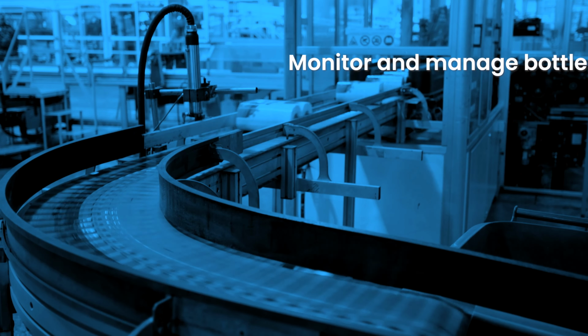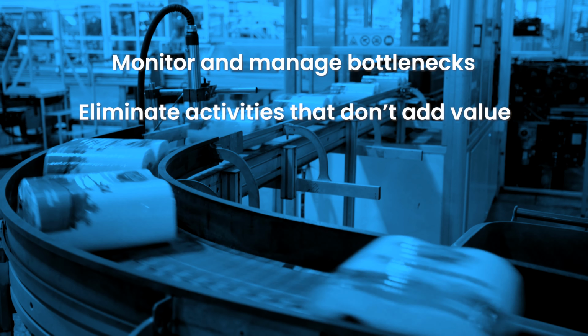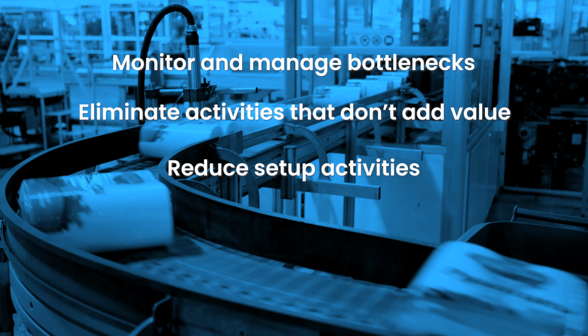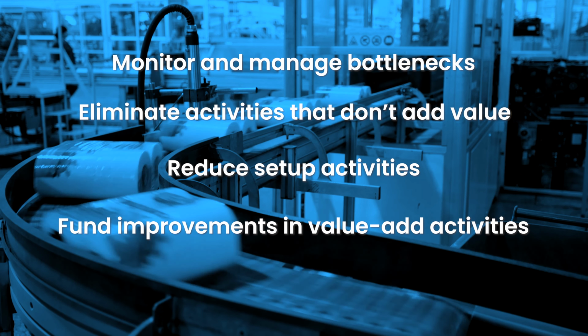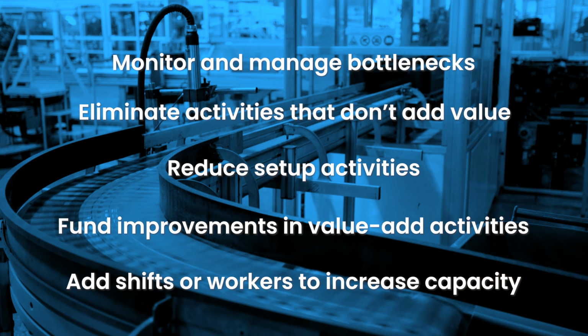To improve cycle time, you should monitor and manage bottlenecks, eliminate activities that don't add value, reduce setup activities, fund improvements and value-add activities, and add shifts or workers to increase capacity. Adhering closely to lean manufacturing principles will get you far in this direction.